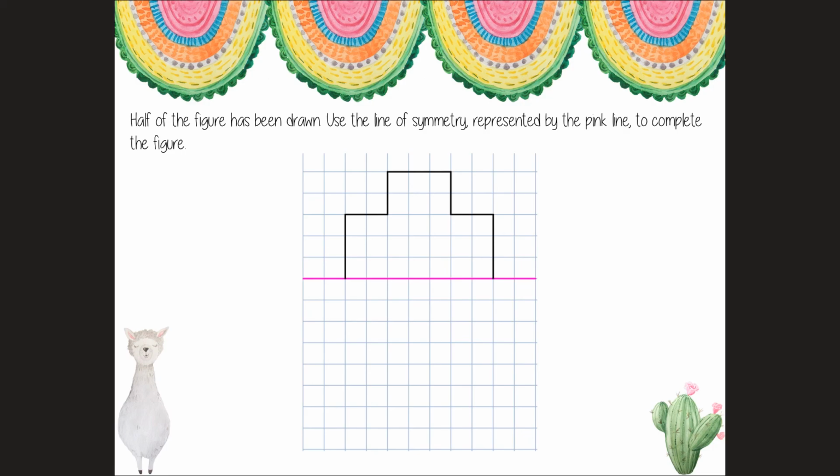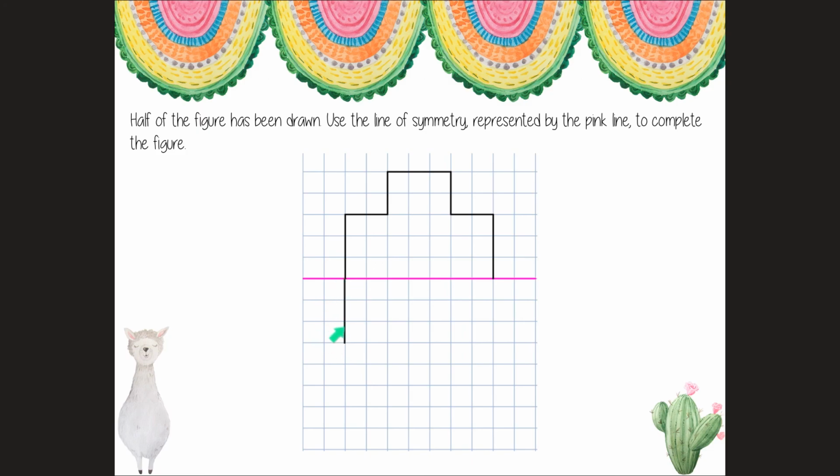Half of this figure has been drawn. It's drawn above the pink line, and the pink line is our line of symmetry. Let's start replicating our shape below the pink line. We will start with this side here. We can see that it has a half length of 1, 2, 3. That means it will go 1, 2, 3 units down.